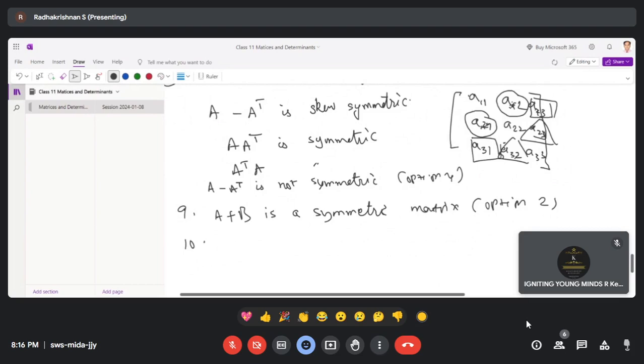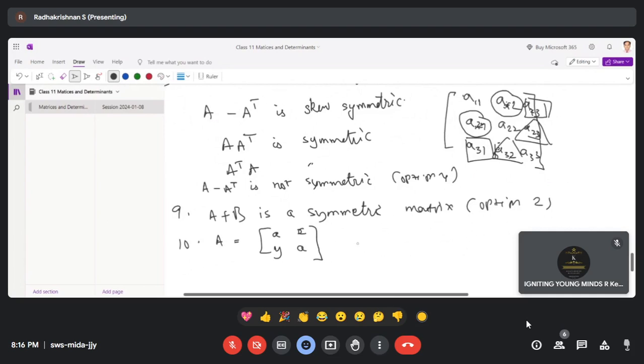Next, go to the next problem. If A equal to [[a, x], [y, a]] and xy equal to 1, then determinant of A transpose is equal to. Okay. Now it's given that A equal to [[a, x], [y, a]], and we have to find out the determinant of A transpose.